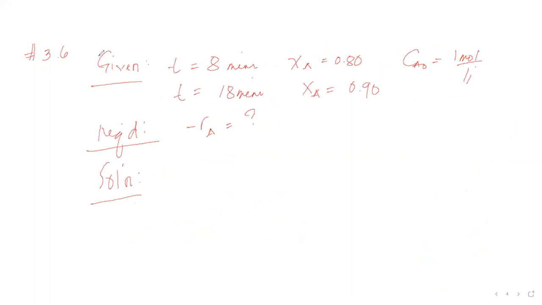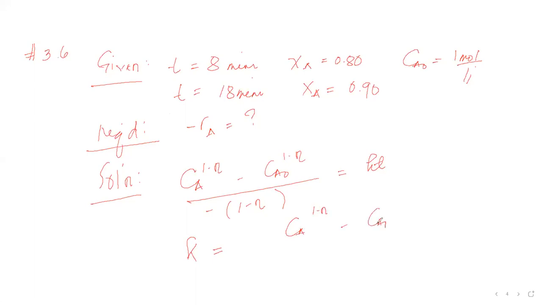So the formula for the empirical rate equation is CA raised to 1 minus n minus CA0 raised to 1 minus n over 1 minus n. But this is negative. We have derived it already. And this is kt. If you want to determine the n by trial and error, as I've mentioned last meeting, the rate constants for the two sets of values here should be the same. So you should have a formula for the k. So your k is equal to CA raised to 1 minus n minus CA0 raised to 1 minus n all over n minus 1 times the time.